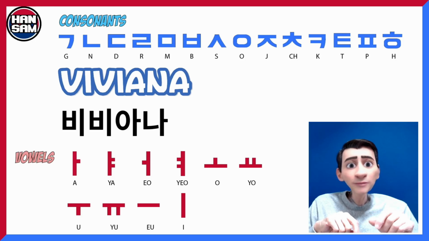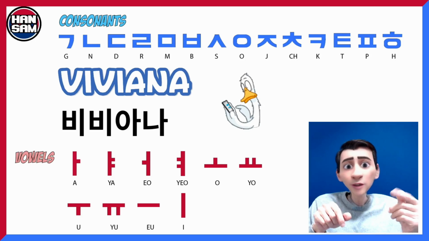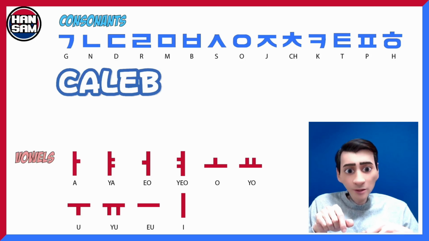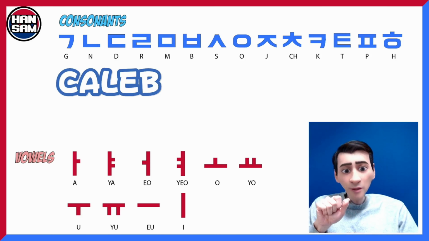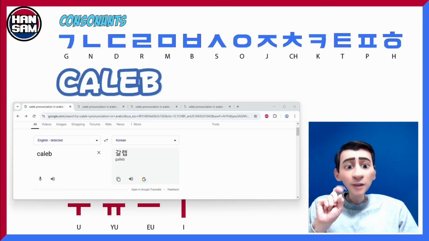For the next name, we'll pick a name that has the same spelling but a different pronunciation. One good example of this is the name Caleb. Caleb is the American pronunciation. Let's compare to other languages and see how they pronounce this name.